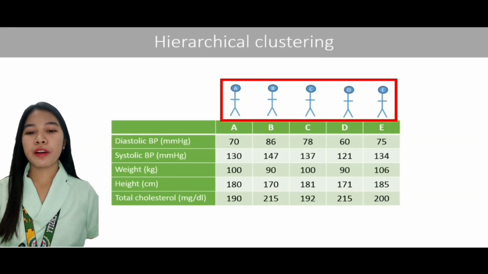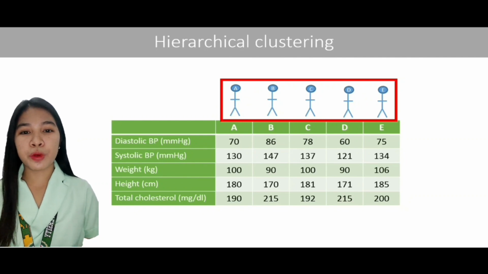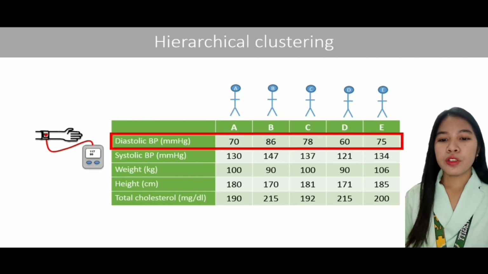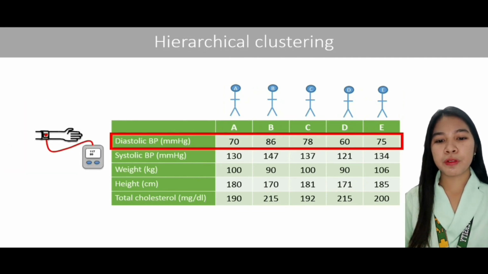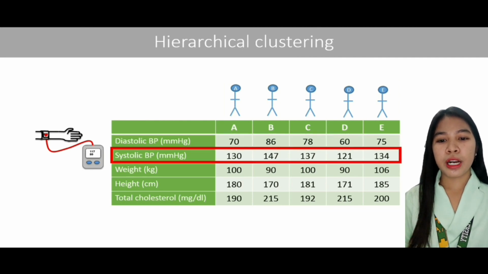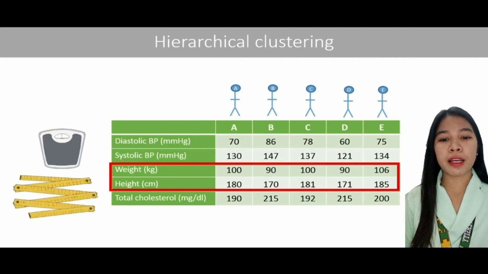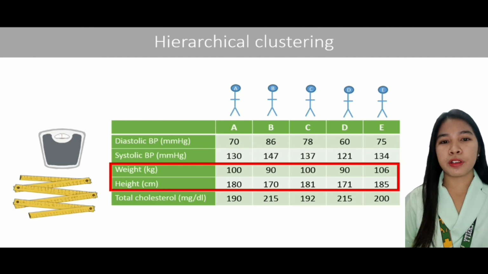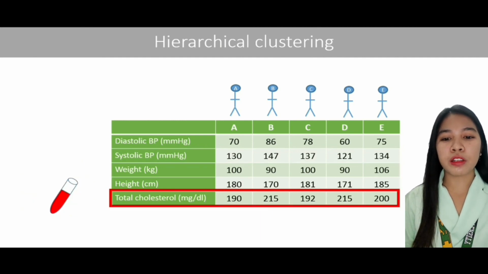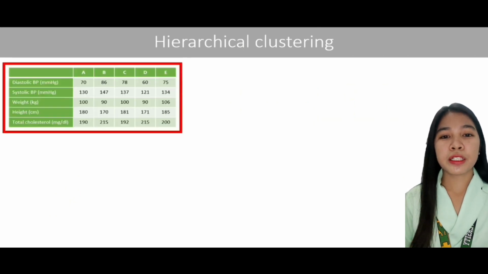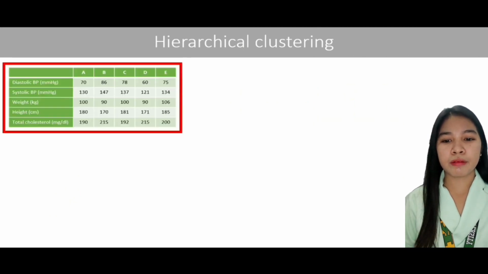To explain how hierarchical clustering works, we will use the following dataset that comes from measurements on 5 different individuals: A, B, C, D, and E. This row shows the diastolic blood pressure of the 5 individuals, whereas this row shows the systolic blood pressure. We also have data on the body weights in kilograms and heights in centimeters, as well as the total cholesterol level in the blood of the 5 individuals. Let's place the data table up here.